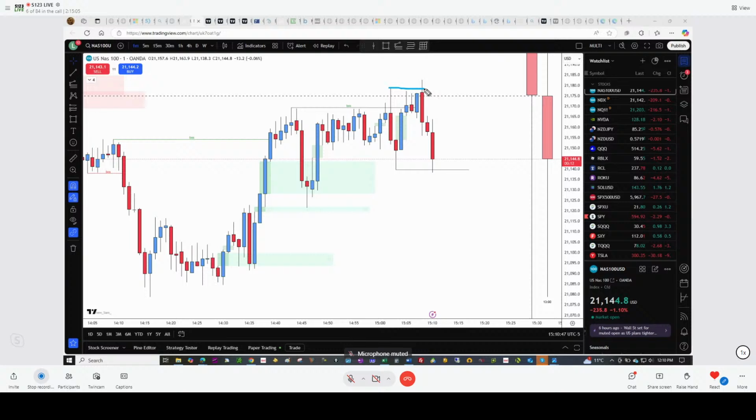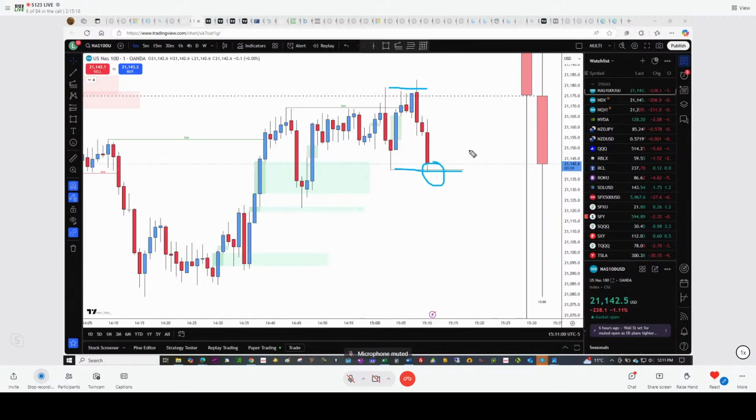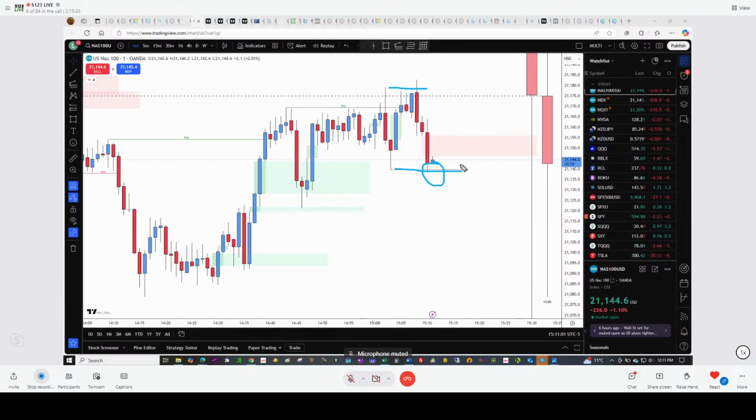But this is the sweep here, and now we've got a sweep here too, but we don't have a closure at this point. Again, we don't have to have a closure, but that would give a lot more confidence. If there was a closure here below this level, then I would have no problem trying to get in on a retrace. We have 4 or 5 red Heiken-Ashi candles down on the Tesla 1 minute chart.